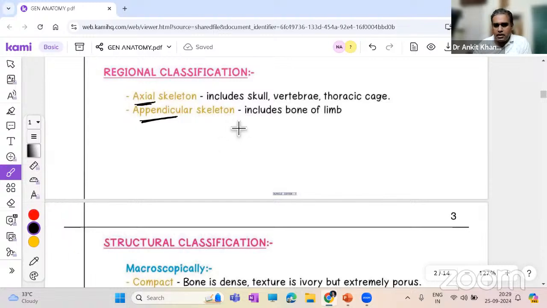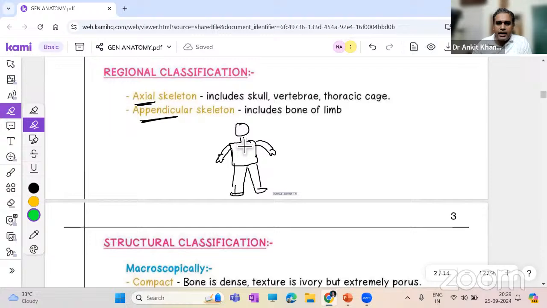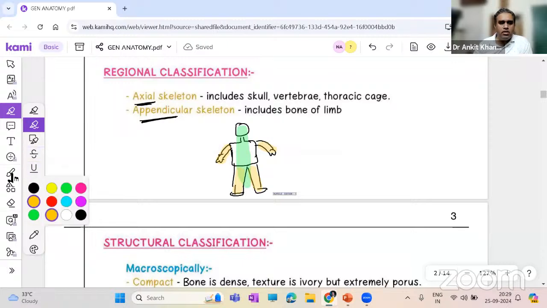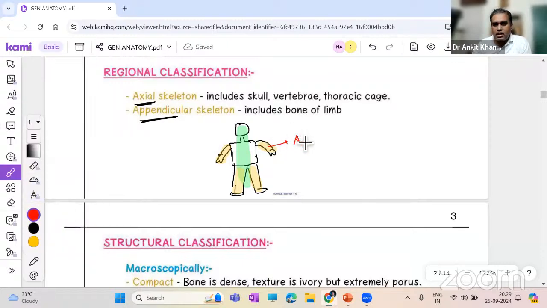What does it mean? Again, there's a head and neck, and there's this trunk part, right? Then there are the lower limbs over here, and you have the upper limbs as well. Therefore, obviously, the axis is this thing only. This is the axis of the body. Therefore, these bones are known as axial skeleton bones. And apart from this, you can see these are the four appendages of our body. Two upper limbs, two lower limbs. Therefore, the bones which form the upper and lower limbs fall under the appendicular skeleton.